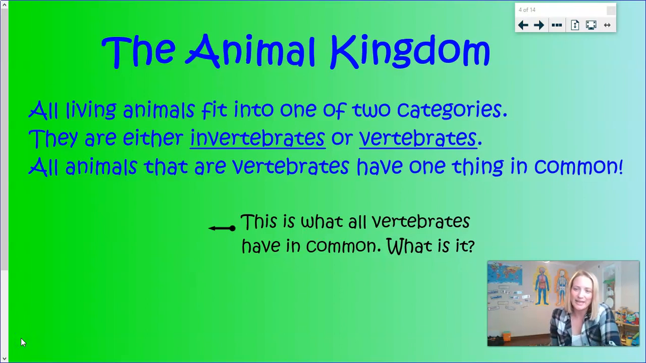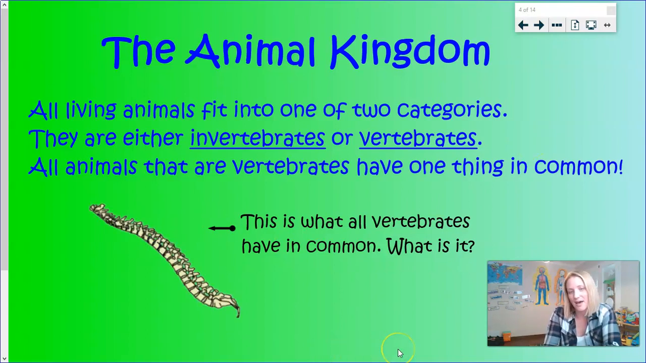Now, the animal kingdom is divided into 2 groups. Those groups are invertebrates or vertebrates. And all animals that are vertebrates have one very special thing in common. And this is that one thing. Now, do you know what that is? That's right. It is your backbone, or scientifically, we may call it a spine.